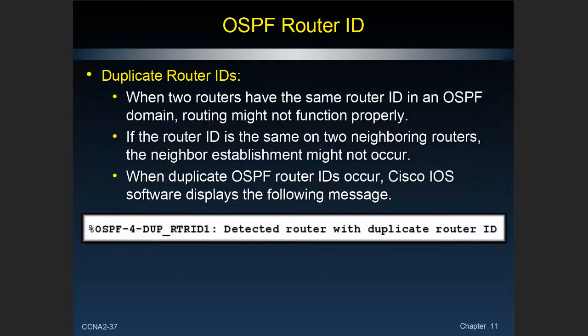Okay, what's going to happen if we accidentally configure the same router ID? This is going to blow the mind of the routing function. So if they're on two neighboring routers, they might not be able to establish a neighborship with each other. Cisco displays an error message, duplicate ID detected.